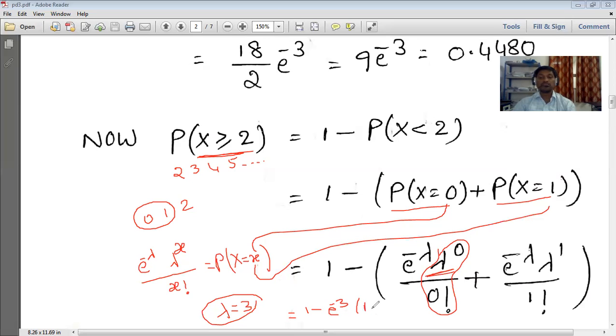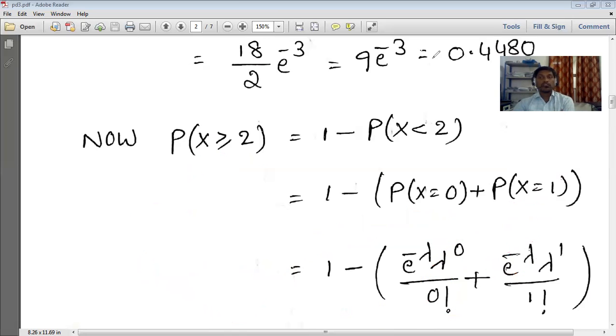So for that 1 plus, and next here it is, this one we wrote outside, just we took common, and next here it is lambda power 1 is nothing but lambda, and 1 factorial is nothing but 1. So lambda is nothing but how much? 3. So 1 plus 3. It means what will we get here? 1 minus 4 into e power minus 3. So then we got it as p of x greater than or equal to 2.